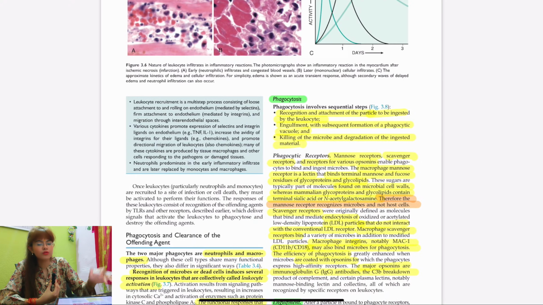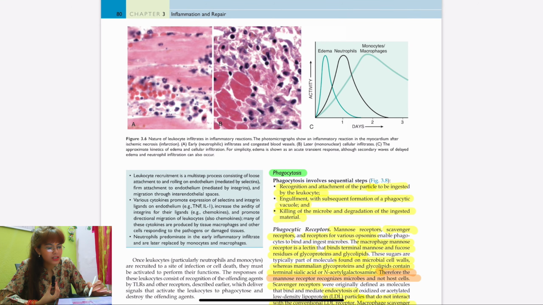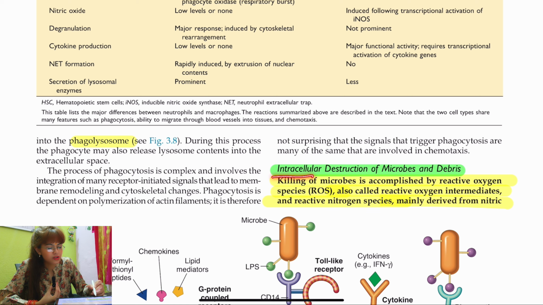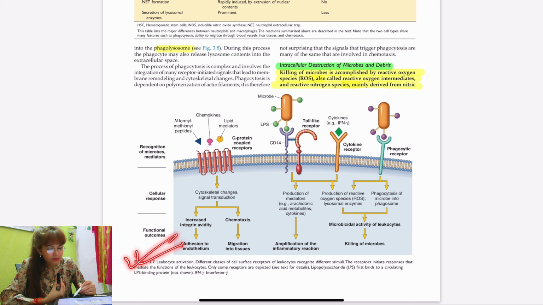Okay, that is how the process normally occurs, giving rise to a phagolysosome. And the last point is how the microbe is ultimately killed. So there's ultimately an intracellular destruction of the microbes and the debris. Okay, this again is an important diagram, all of which I have explained is mentioned over here. See how I've explained this, and this is what we are reading now.